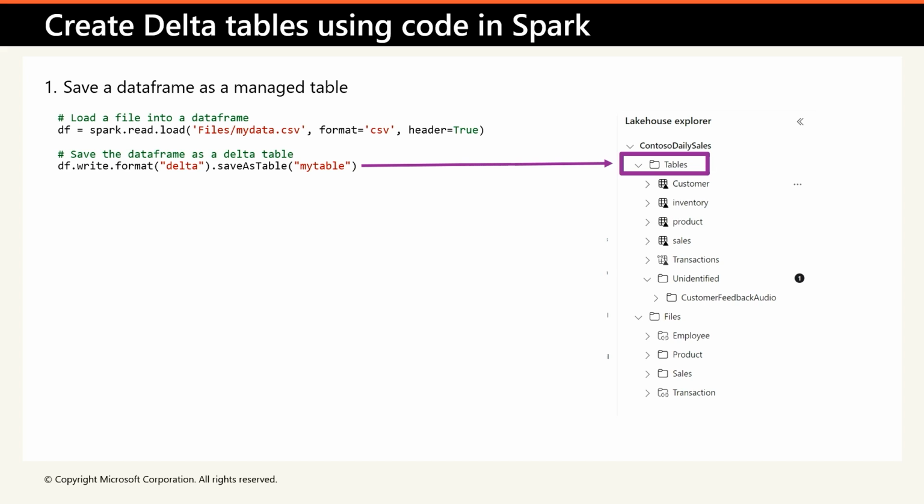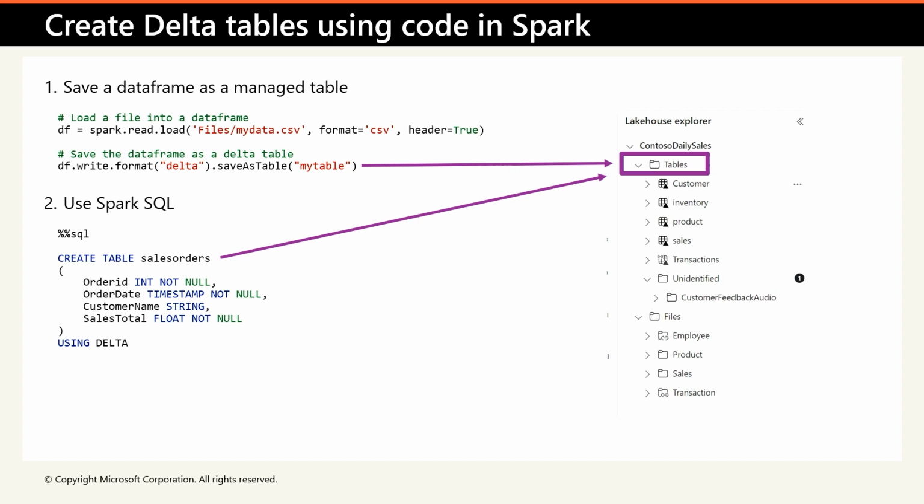The code specifies that the table should be saved in delta format with a specified table name. The data for the table is saved in Parquet files, regardless of the format of the source file that you loaded in the data frame, in the table storage area in the Lakehouse, along with a delta log folder containing the transaction logs for the table. The table will be listed under the Tables folder for the Lakehouse in the Lakehouse Explorer.